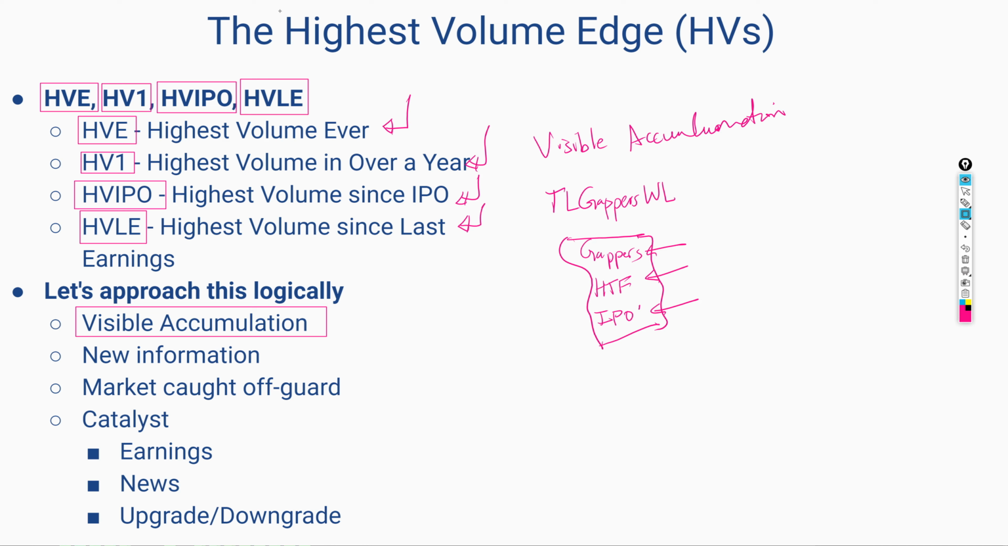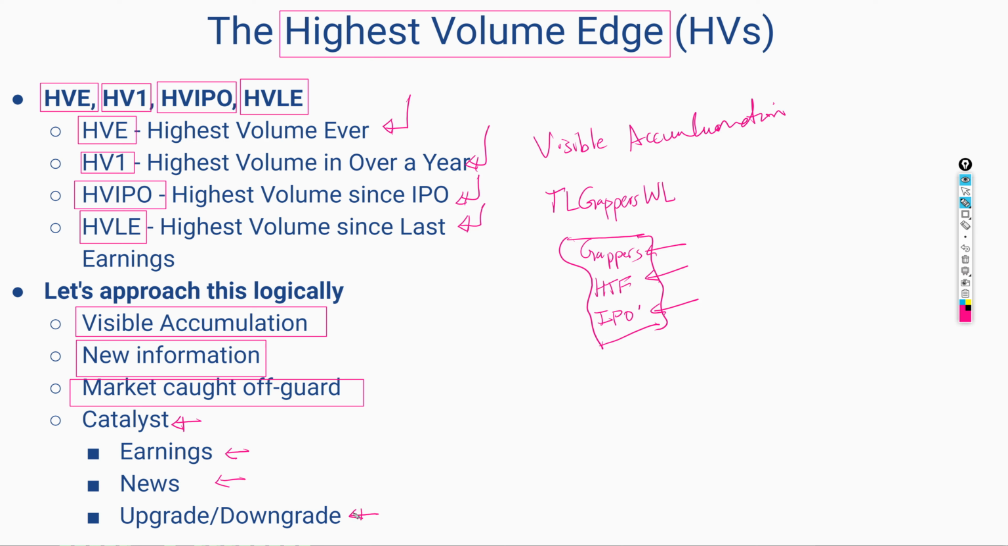Why do we see this highest volume edge in the markets? There are a few reasons for that. One of the first ones is new information. The market is caught off guard. So if there's positive news, or there's a positive catalyst, right? It could be earnings, it could be news, it could be downgrades, upgrades, things of that nature. The market is caught off guard, and as soon as the market's caught off guard, we see a spike in volume that shows up clear as day on our daily charts.